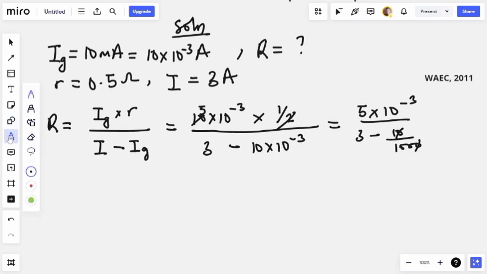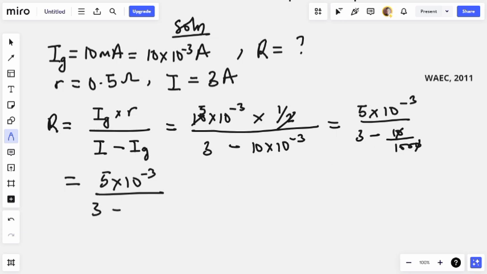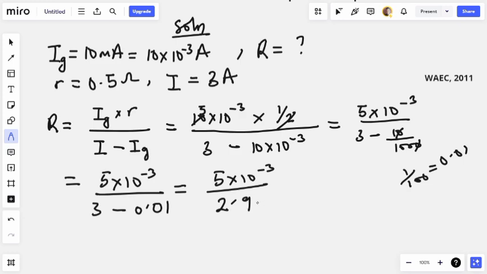So this will be equal to 5 times 10 raised to the power minus 3 divided by 3 minus 1 over 100, which is equivalent to 0.01. So 3 minus 0.01, this is 5 times 10 raised to the power minus 3 divided by 2.99.